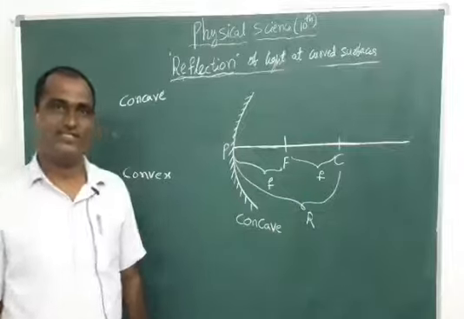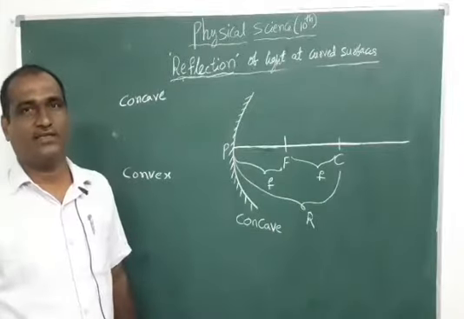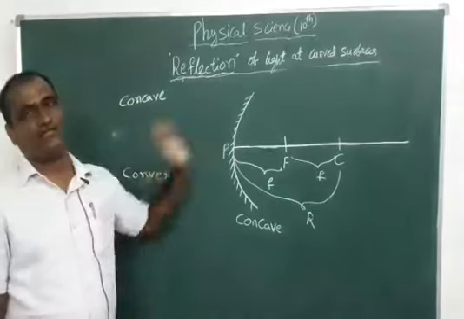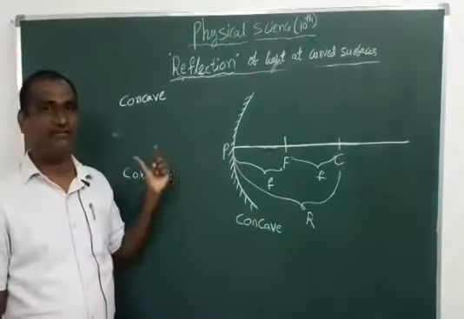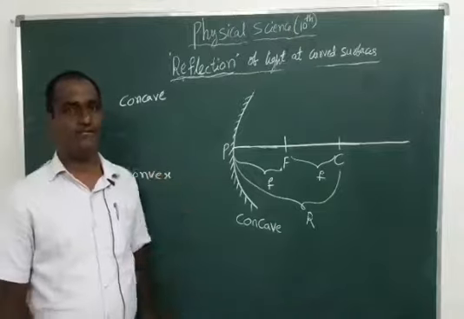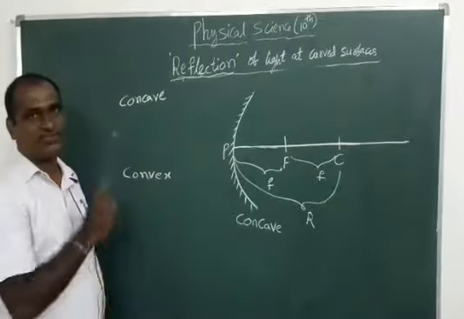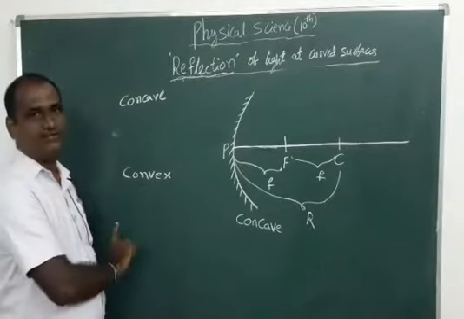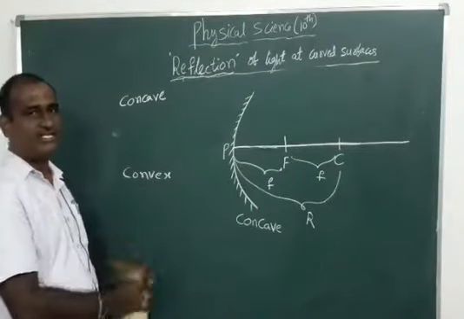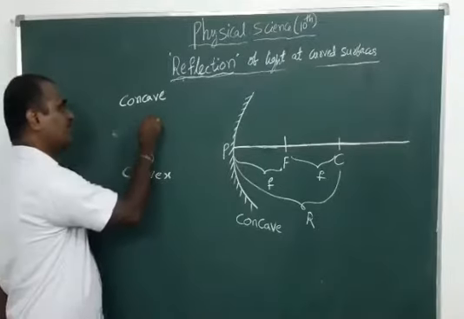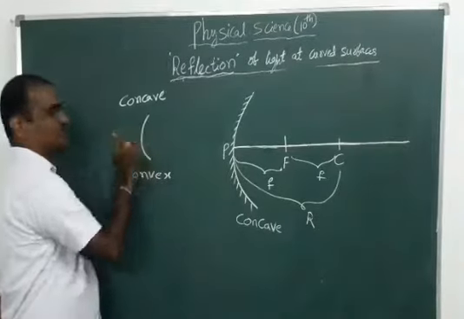Good morning students. In the previous class we discussed reflection of light at curved surfaces. In that activity 1, what did activity 1 explain? How to find the center of curvature of the concave mirror and convex mirror. We did the experiment using the duster. You will remember it easily. Do not confuse.